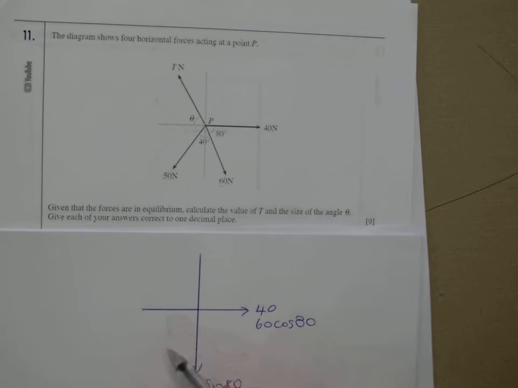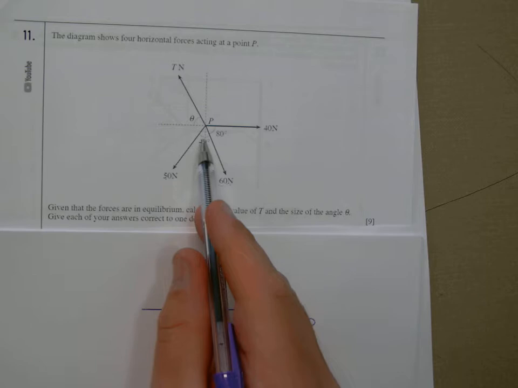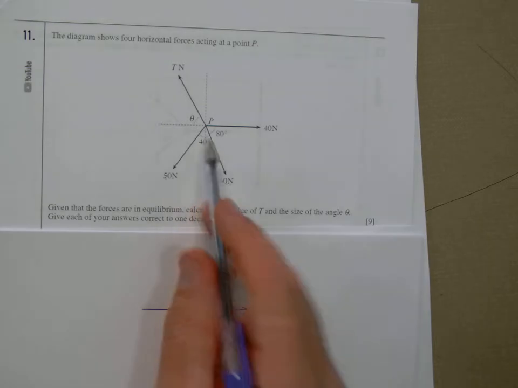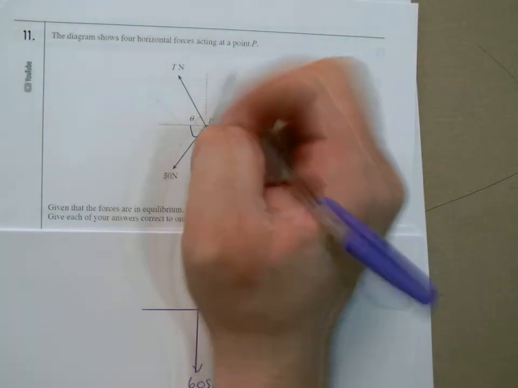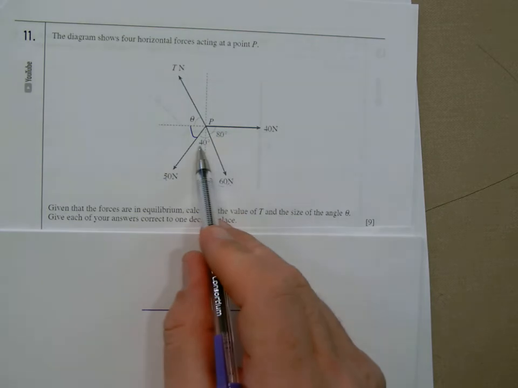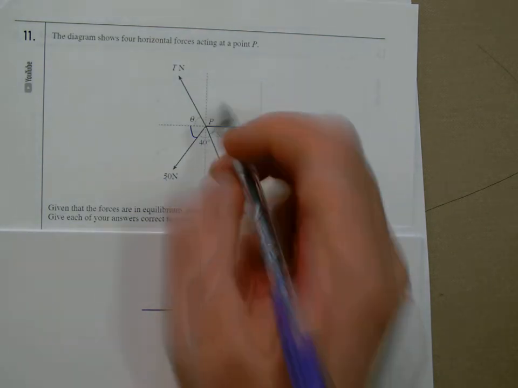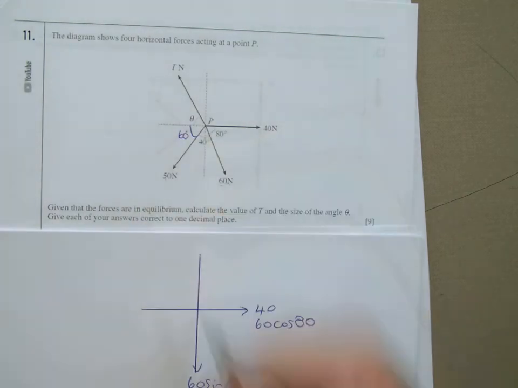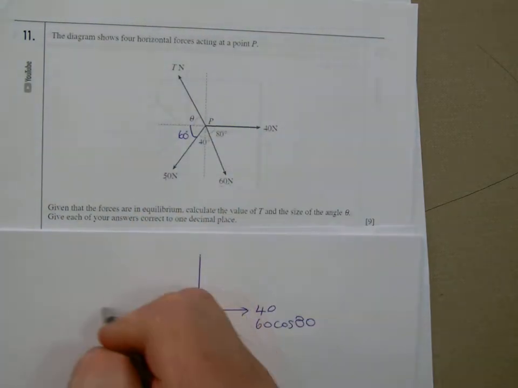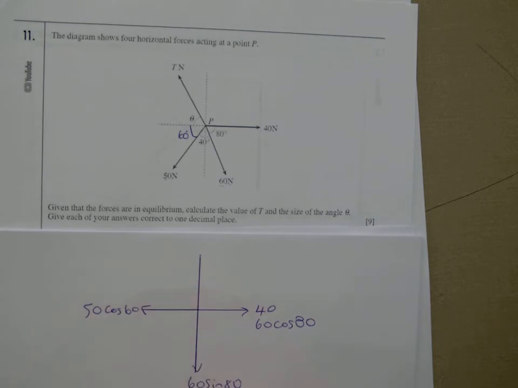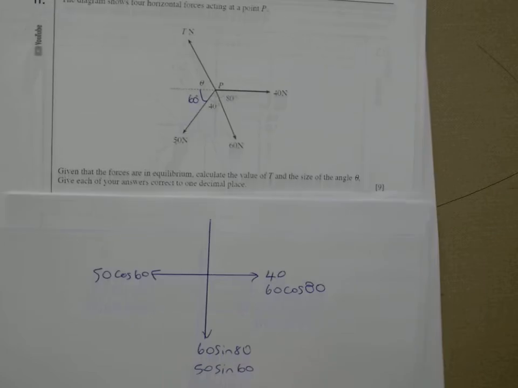Now the 50. They don't really give the angle here, but we could work it out, because that's 80 and that's 40. That's going to add up to 120, isn't it? 80 and 40 is 120. So that means there's 60 here. So that'll be then in the x direction 50 cos 60, and then it'll be 50 sine 60 there. I've done that right, I think.